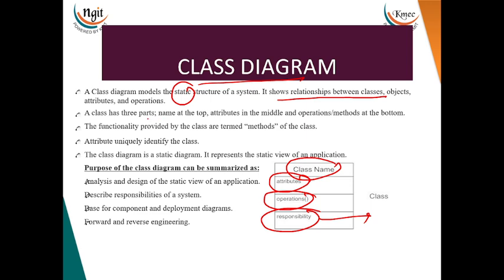It has 3 parts, and the last ones are optional. It's up to you. The top is the name given to the class, the attributes are in the middle, and the operations and methods are at the bottom. The functions provided are the methods which are used by them. What is the purpose of a class diagram? To analyze the static view of the application, describe responsibilities based on the component and diagram, and forward and reverse engineering.